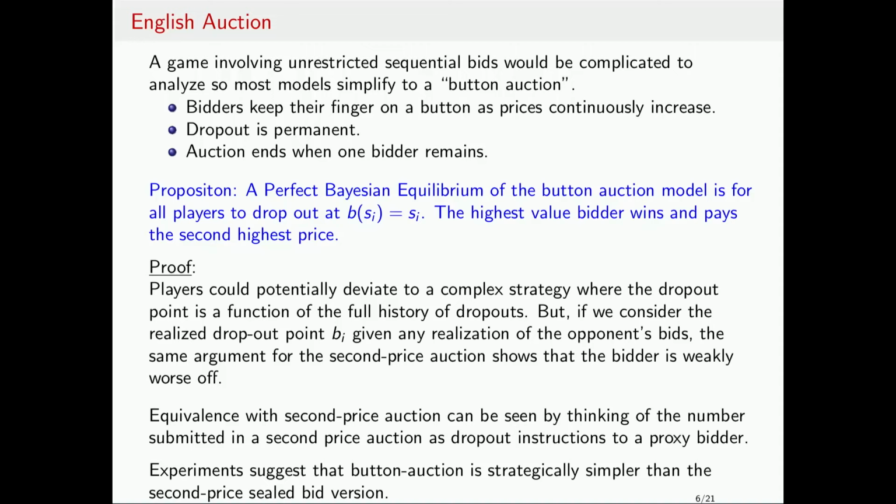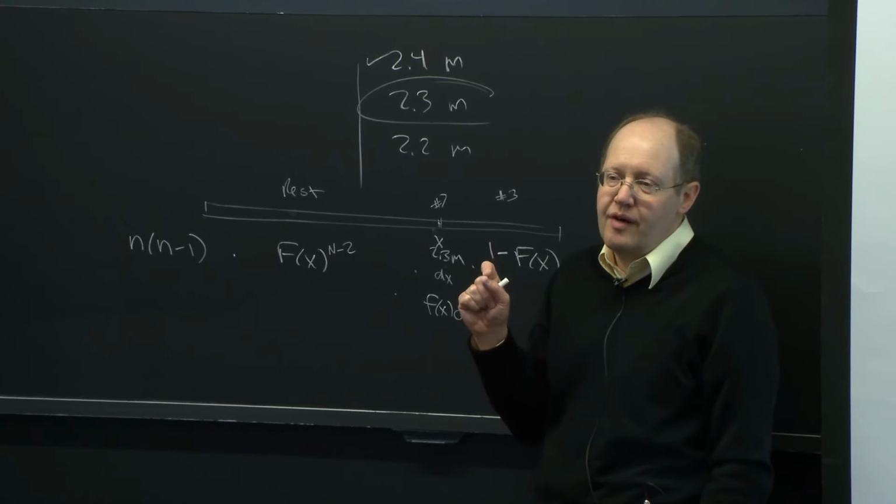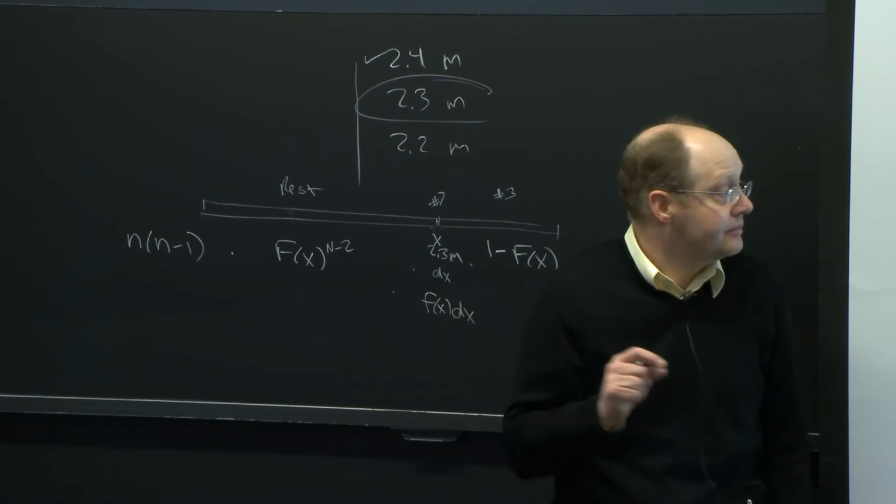Okay? And thinking about that game, or what if I was giving instructions to a computer, at what point should you drop out of the bidding, it's clear that in some sense this game is the second price sealed bid auction, just in a different form. So a perfect Bayesian equilibrium of this button auction model is just everybody drops out when the auctioneer gets to their true value. If the good is worth 2.4 million to you, as long as he's saying 2 million, 2.1, 2.3, you keep your finger on the button, and as soon as he gets to 2.4, you take your finger off the button and say, I don't want it anymore. Okay.